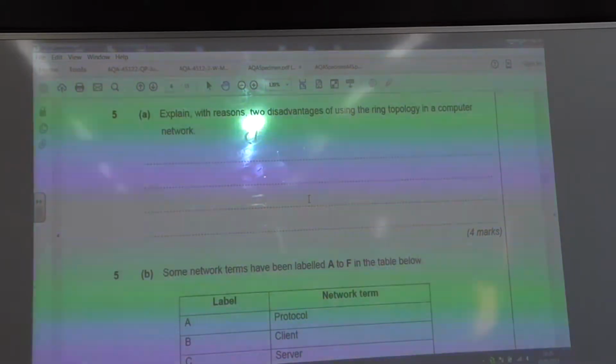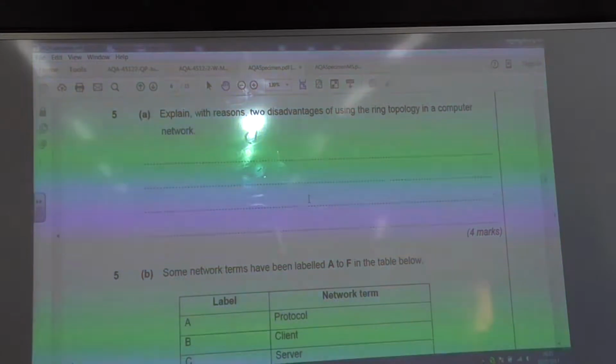Right, not too bad on this one. Explain with reasons 2 disadvantages of using ring topology in a computer network. So it's told you quite clearly here 2 disadvantages. There'll be 1 mark for the disadvantage and 1 mark for explaining it. We knew our stuff here. Most people got 3 out of 4 at least.